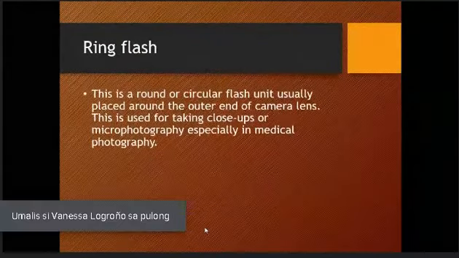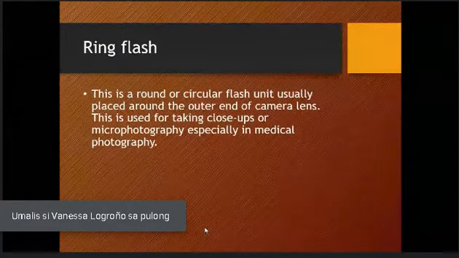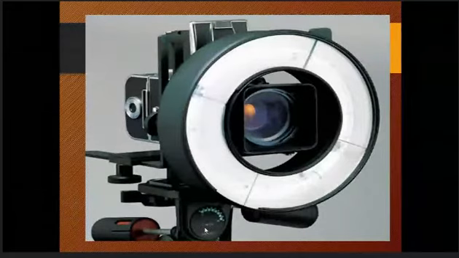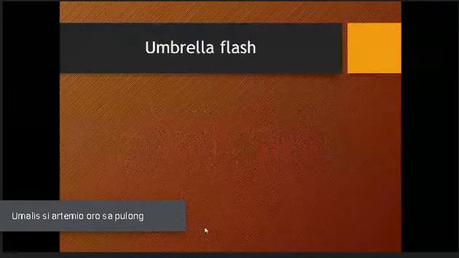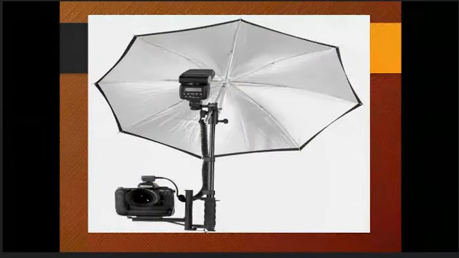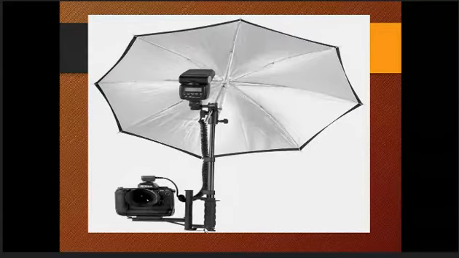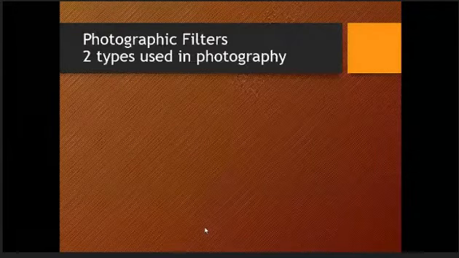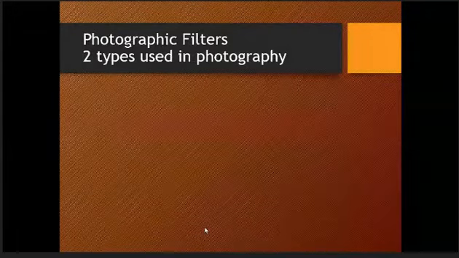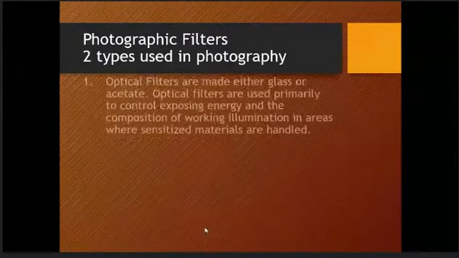Naputay ring flash. This is a round circular flash unit usually placed around the outer end of the camera lens. Like this one, no? Then, umbrella flash. The most commonly used in studio photography. Payong, ang umbrella, dili na sa ulan. No, upon it will focus also, ano gitawag na to umbrella flash. The use of umbrella.